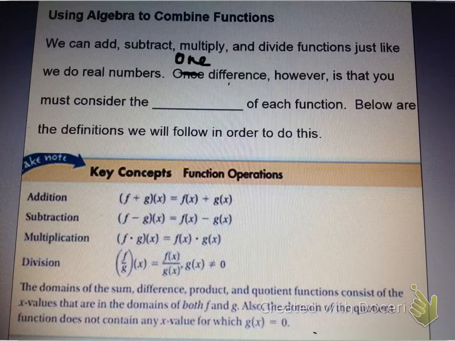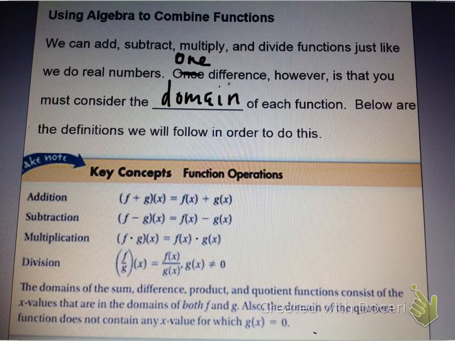Alright, so we're going to begin by using algebra to combine functions. We can add, subtract, multiply, and divide functions just like we do real numbers. The one difference, however, is that you must consider the domain of each function. Below I put a chart listing the definitions that we are going to follow in order to add, subtract, multiply, and divide the functions together. Let's do a couple examples.